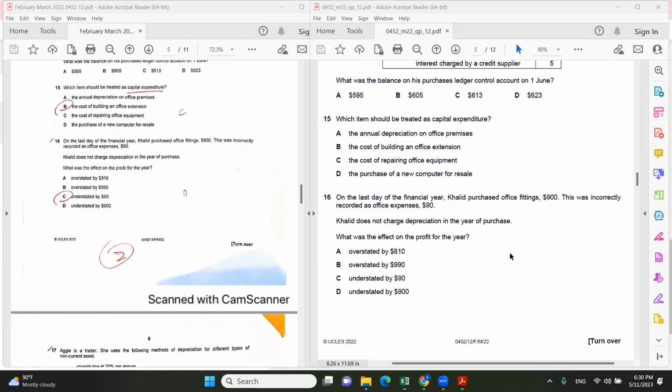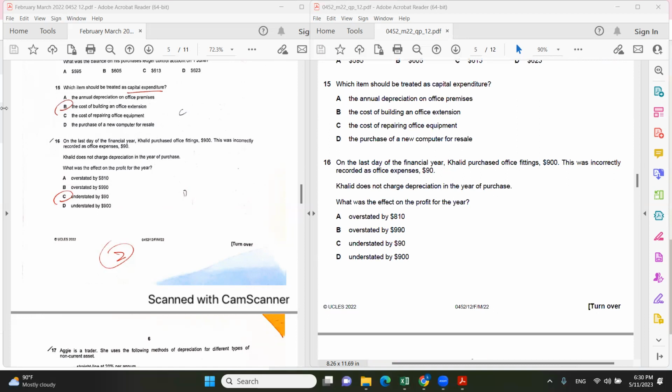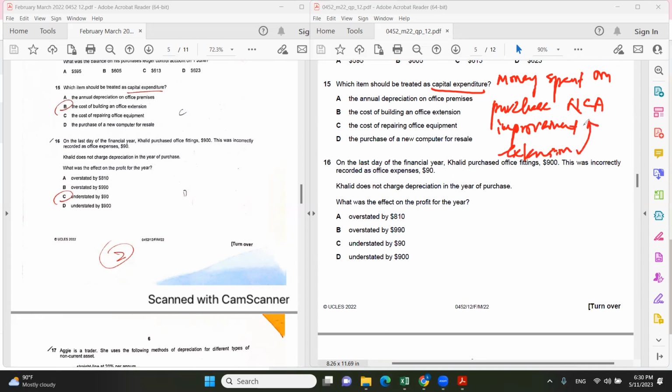Okay, question 15. Which item should be treated as capital? Capital expenditure is the money spent on the purchase of a non-current asset, or the improvement or extension of a non-current asset. Also possible is when you pay back a loan. That is also considered capital expenditure.